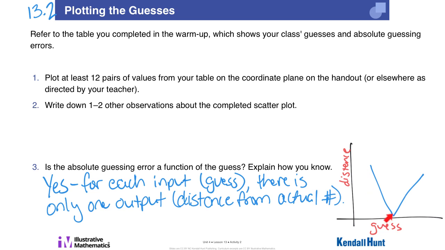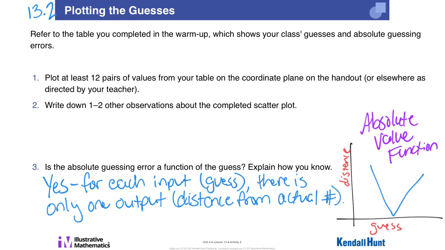When you look at your graph and you see that V shape there and you're wondering, is this a function of the guess? Yes, it is, because for each input or for each guess, there's only one output or one distance from the actual number. When you see a graph with this V shape, this is going to be an absolute value function.